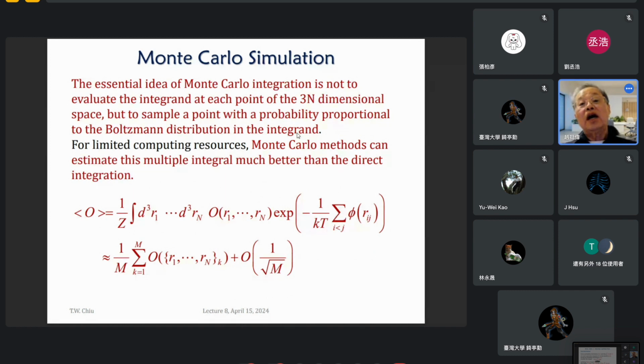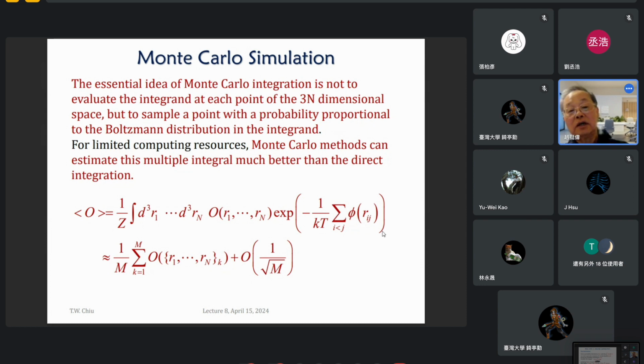That means I always maintain the probability of getting a point according to some algorithm, and the probability of getting this point is proportional to the Boltzmann distribution. Then I don't have to evaluate this Boltzmann probability explicitly. I sample the configurations, the positions of these coordinates, according to this probability distribution, which is already embedded in the sampling.